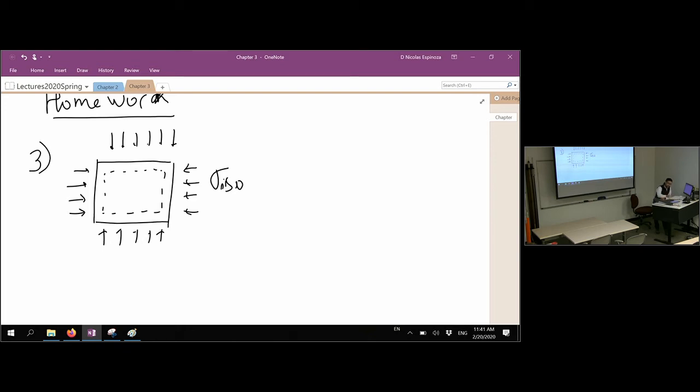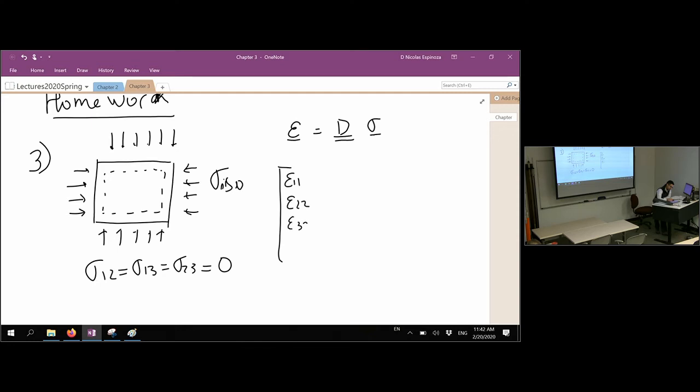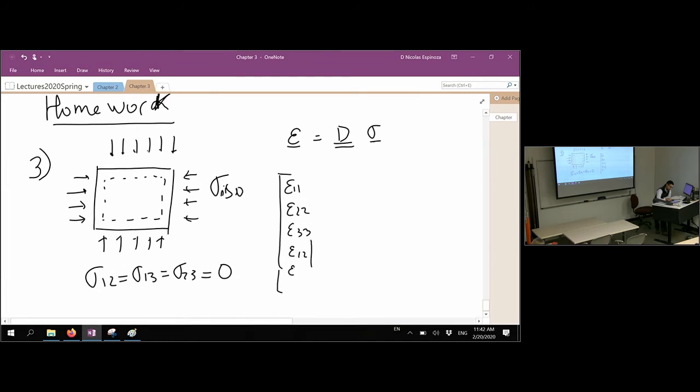So what I would do in this case, I will use this equation, the one that tells me what the strains are as a function of stresses, and this one is actually this one. Notice that in this case the shear stresses are going to be zero, so your input vector over here is going to look something like this. Your objective is to calculate epsilon 1 1, epsilon 2 2, epsilon 3 3, epsilon 1 2, epsilon 1 3, oh, and epsilon 2 3.